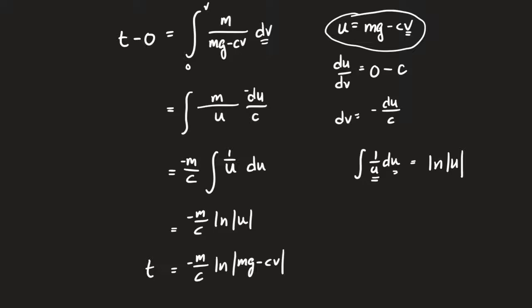Now, I would love to tell you that you're done. You are not. I'll remind you what the whole point was. The whole point of this was to find v as a function of t. But what we have is t as a function of v. So now you have to solve this for v.